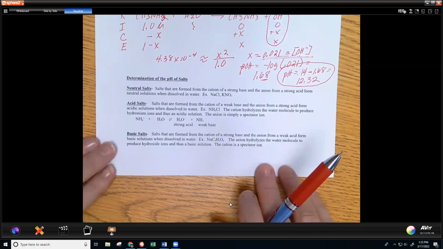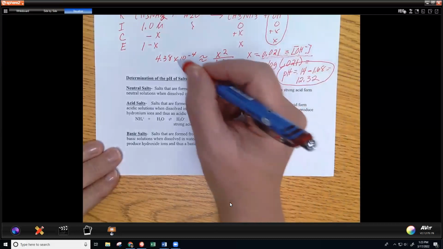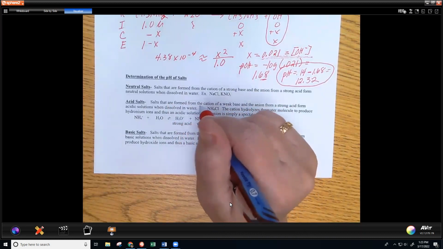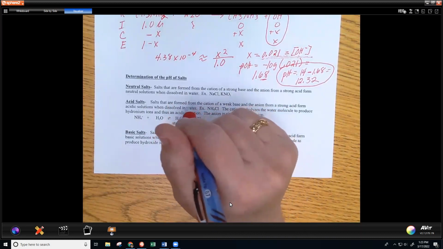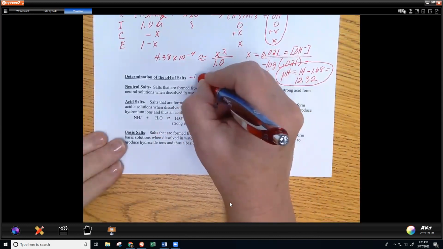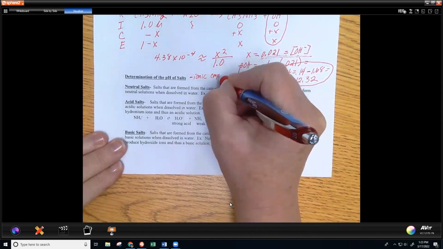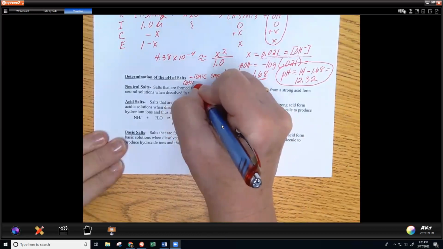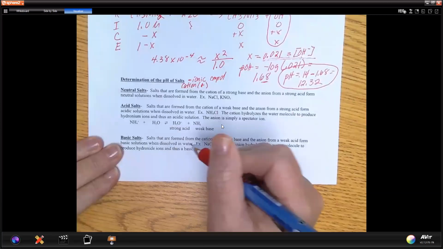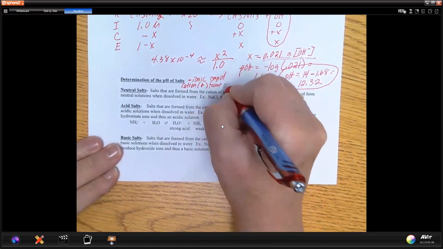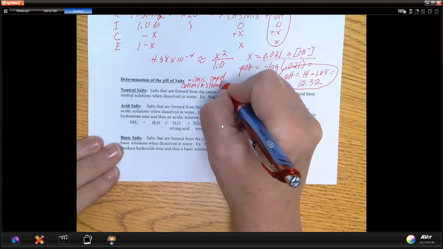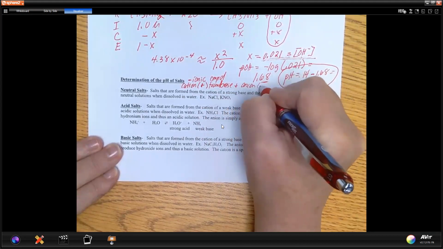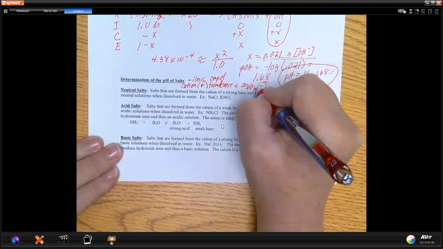All right, so now we're going to look at determining the pH of salt. If you remember from chemistry, we did neutralization reactions where a salt was formed. And a salt doesn't have to just be sodium chloride. A salt is an ionic compound where the cation, the positive ion, is from the base, and the anion, it's negative, is from the acid.